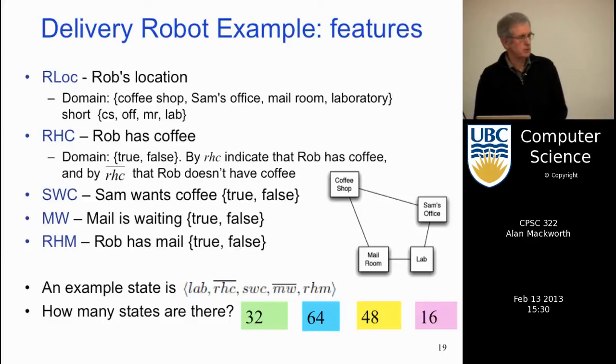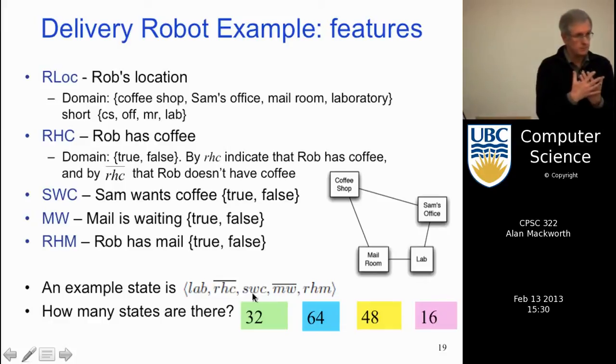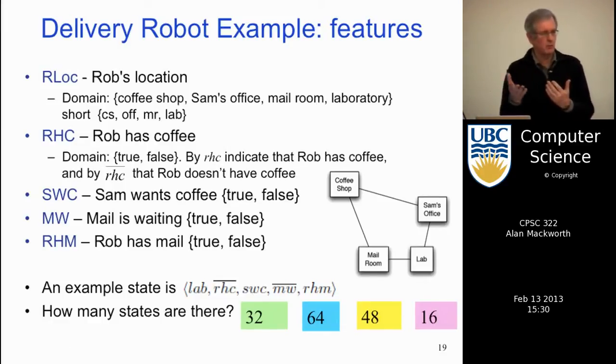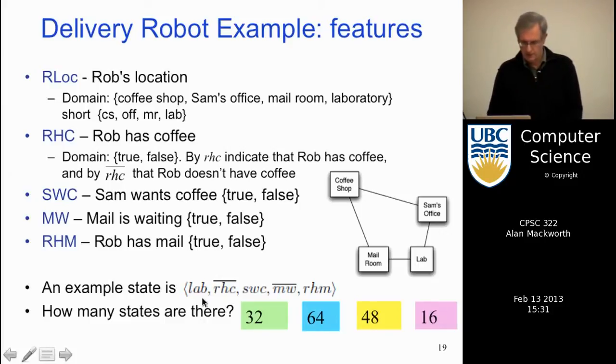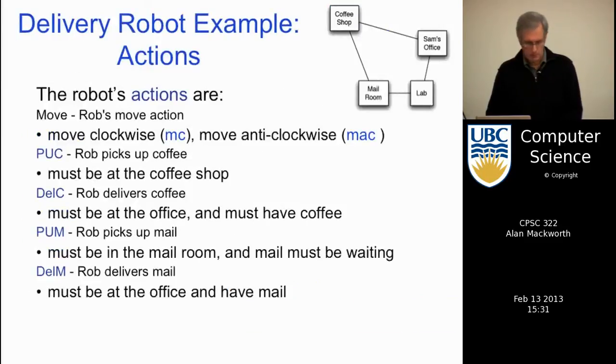This should be almost second nature. The time it takes you to do the arithmetic should be the only time required to solve this problem. The number of states is the number of values you could have for each variable multiplied together. These are all orthogonal conditions: whether the robot has mail doesn't depend on whether or not Sam wants coffee, and so on. It's not the case for every state space that these are independent, but here they're independent. So it's the number of values for each variable multiplied together, which is 64. That should be second nature, just multiply them together. But only if they're orthogonal. It's not always the case.